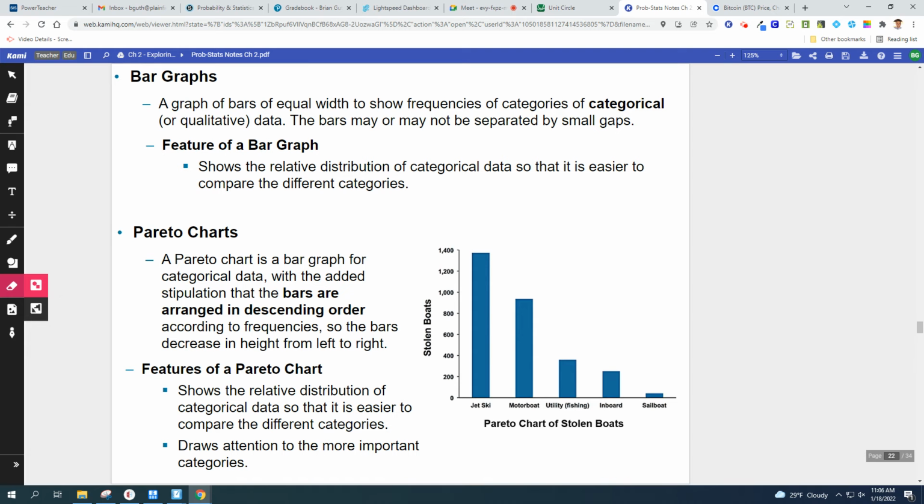Bar graphs. A graph of bars of equal width to show frequencies of categories.